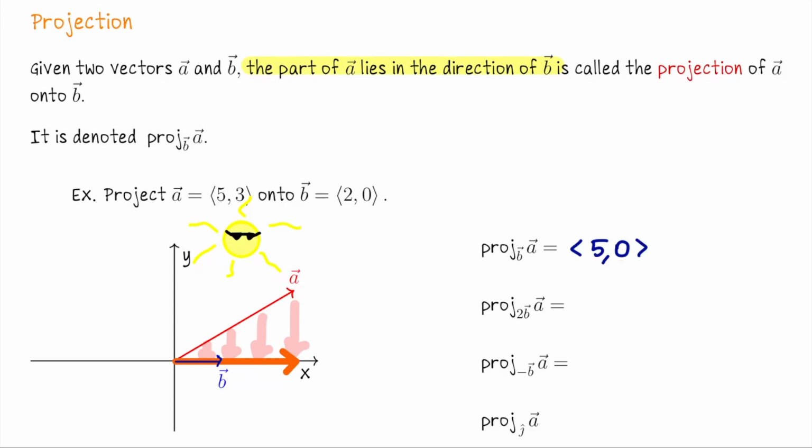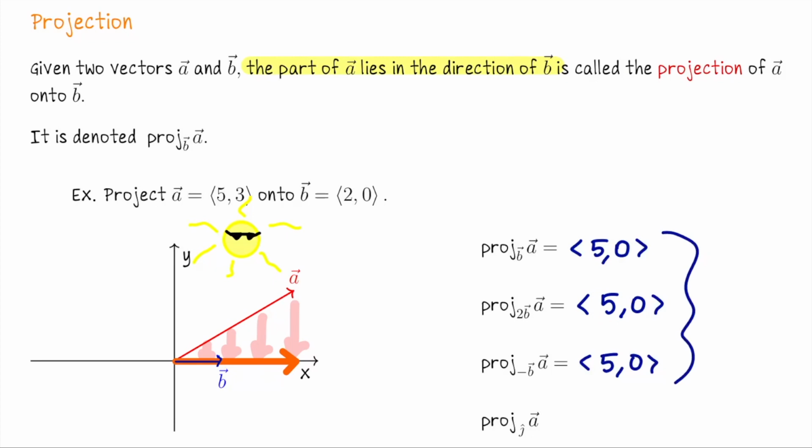So if I took A and I projected it onto twice B, so that I projected it onto the vector 4, 0, A would still cast the same shadow. So the projection of A onto twice B would also be 5, 0. In fact, it doesn't even matter if A and B are pointing in the same direction or if B is pointing in the opposite direction. All B is doing is defining my flat ground where I cast my shadow. So if I took B and I flipped it, so I scalar multiplied it by -1, A would still cast the same shadow onto the x-axis. So the projection of A onto -B would be 5, 0 as well.